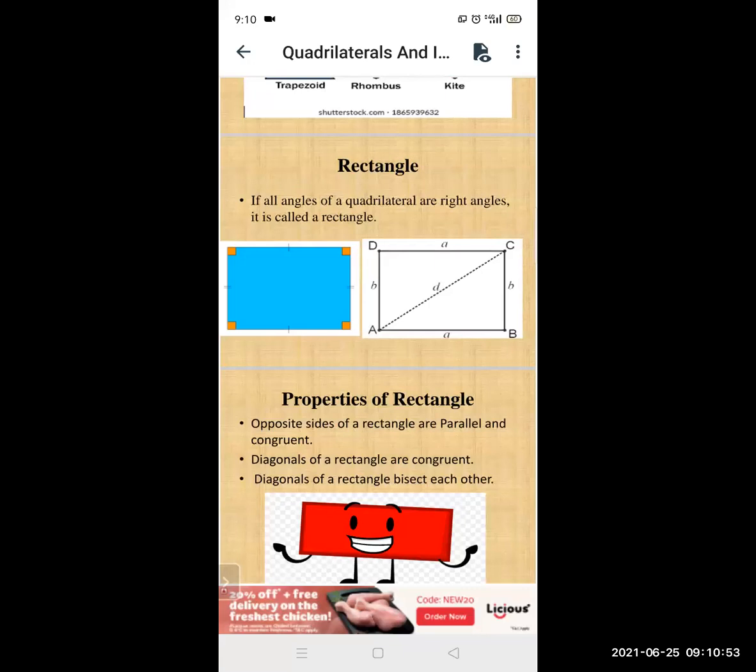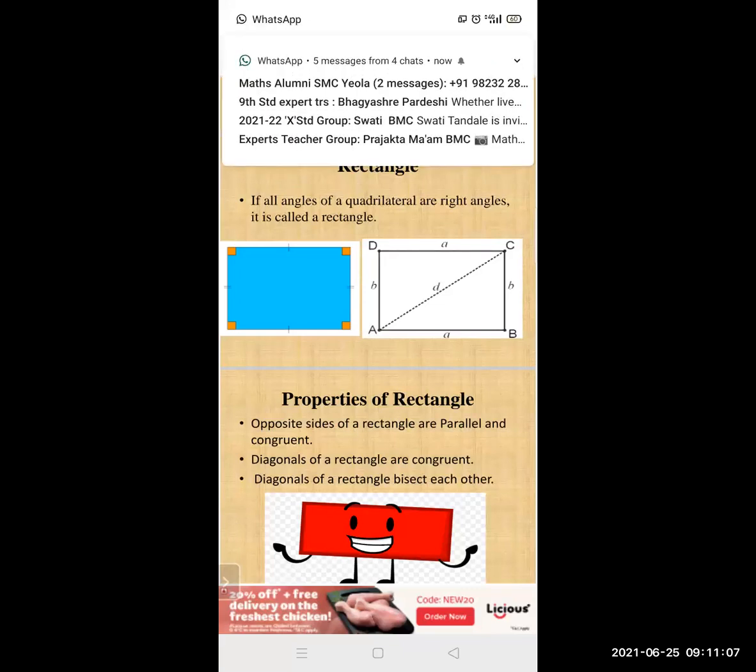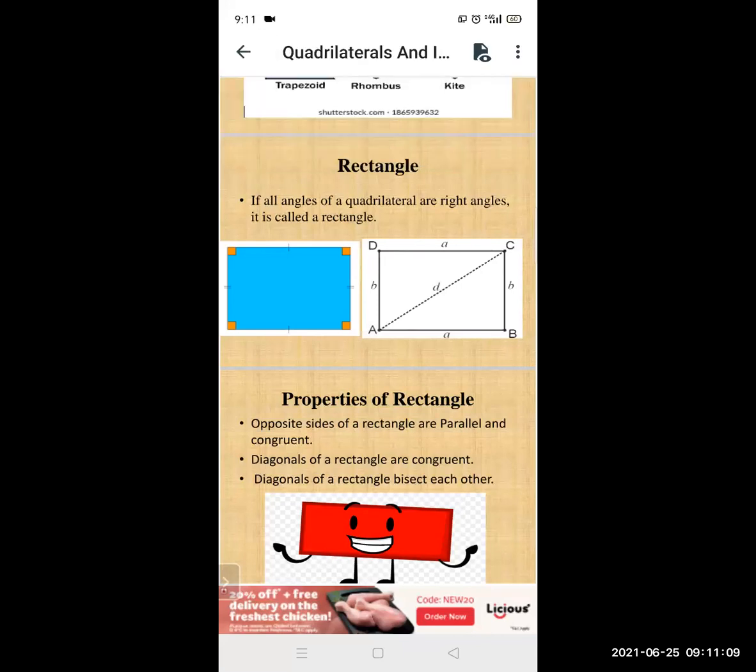The second property is that the diagonals of a rectangle are congruent. We have already drawn the two diagonals, and the diagonals are also congruent. If you measure one diagonal, AC, suppose it is 5 centimeters, and if you measure DB, it will also come as 5 centimeters only. So the diagonals of a rectangle are also congruent. And the third property is that the diagonals of a rectangle bisect each other.